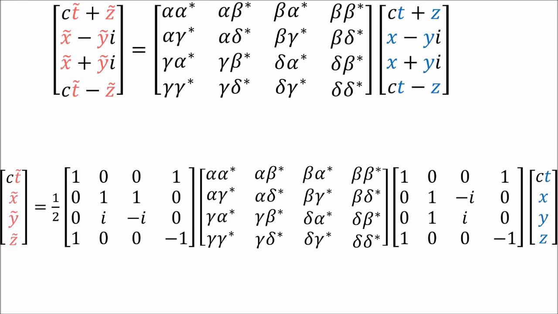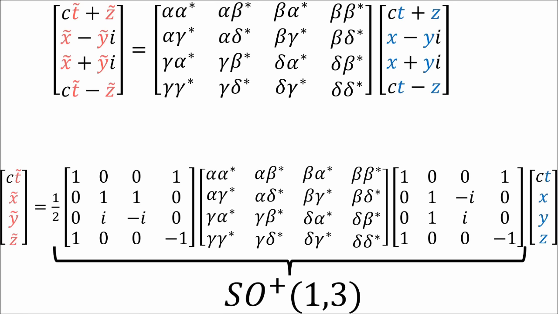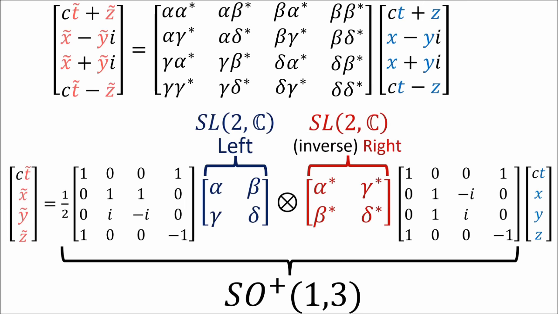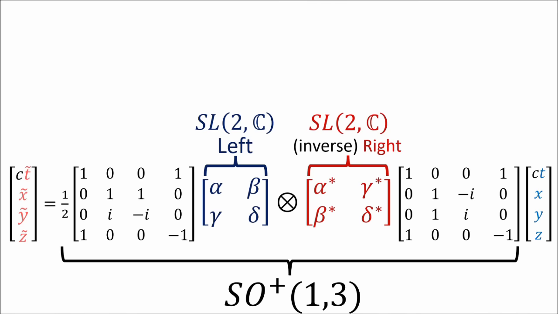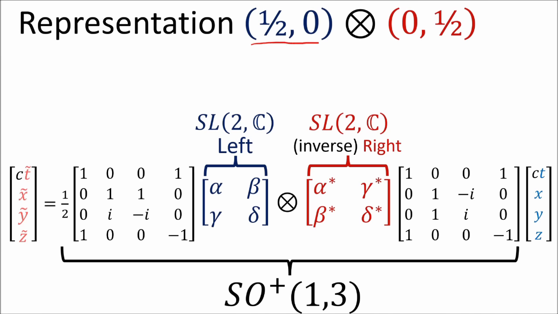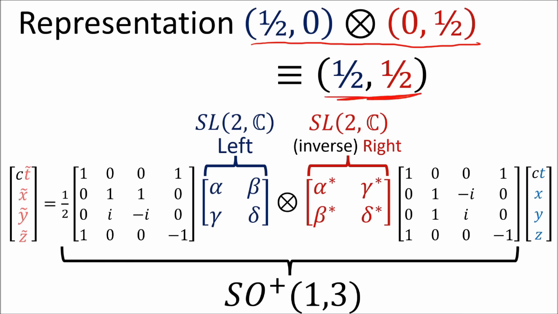Putting all this together, we can see this gives a 4x4 SO+(1,3) matrix that Lorentz transforms a 4D spacetime vector. And this SO+(1,3) matrix is ultimately just the tensor product of left and right SL2C matrices, along with a change of basis. This representation of the Lorentz group is denoted like this, or just as (1/2, 1/2). So in space-time, the vector representation is really just the tensor product of two spinor representations.